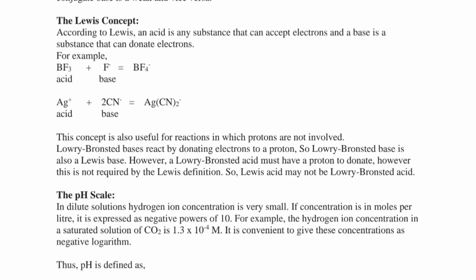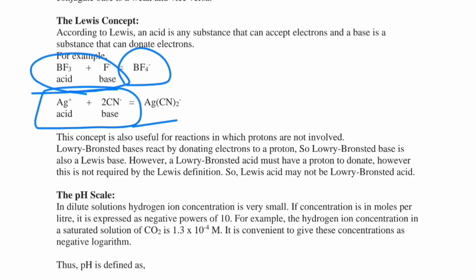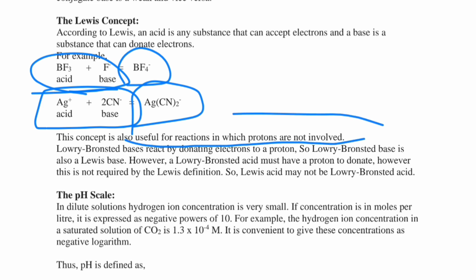Lewis concept. According to Lewis, an acid is a substance that can accept a pair of electrons, and a base is a substance that can donate a pair of electrons. You can see here BF3 and fluoride ions react and form BF4 negative, and Ag and CN negative form this compound. This concept is also used for reactions in which protons are not involved.